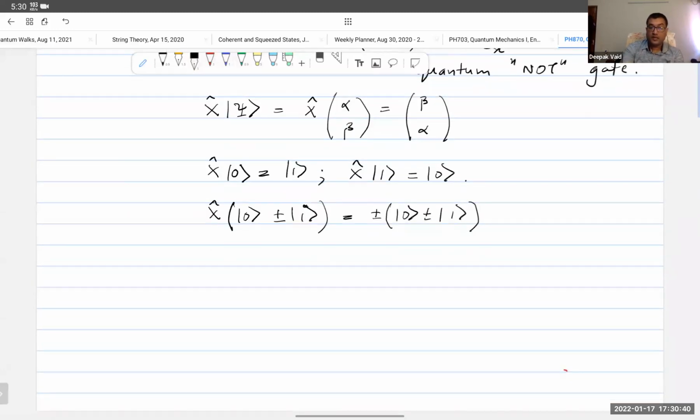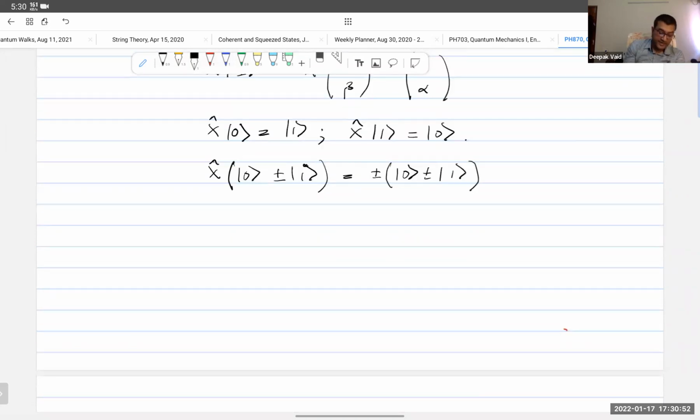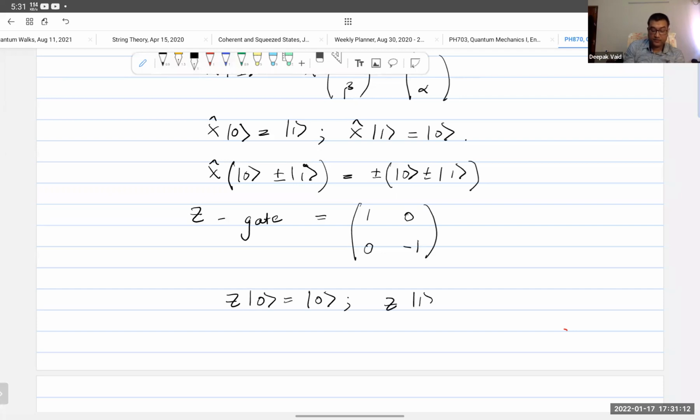Another gate is the Z gate. It's just called the Z gate, and we know what it is. This is 1 0 0 minus 1. What is the effect of the Z gate? It leaves the 0 state unchanged and it gives the 1 state minus 1.